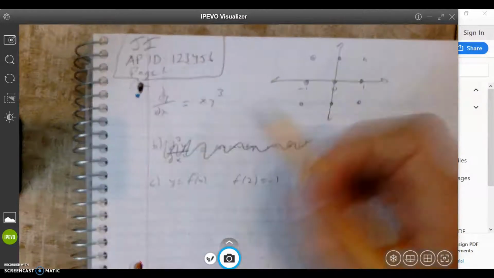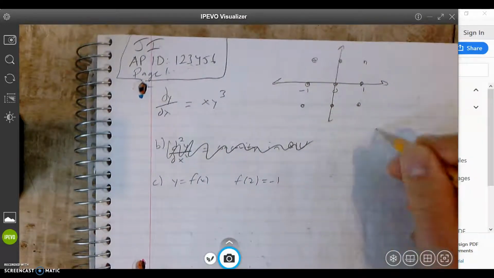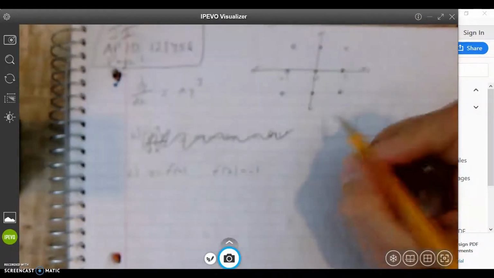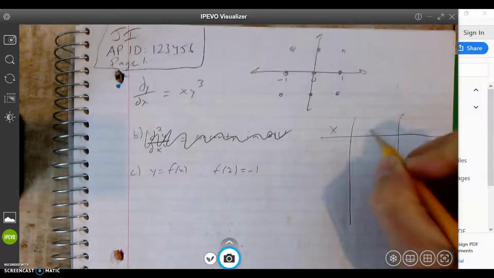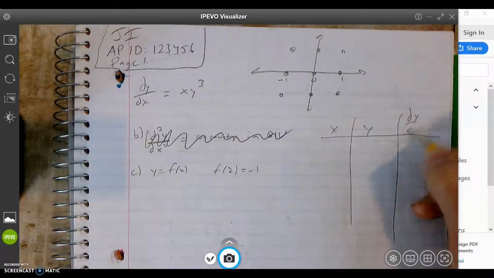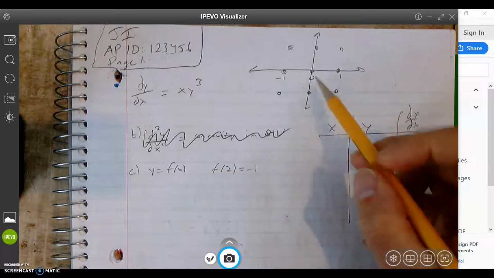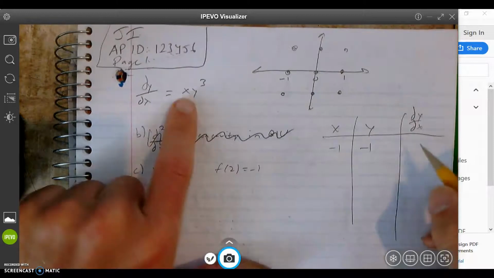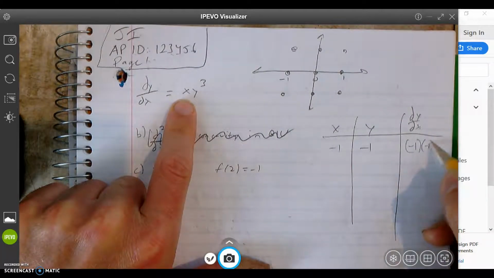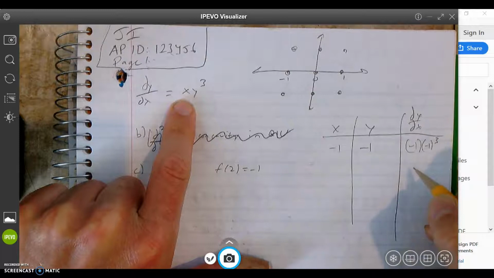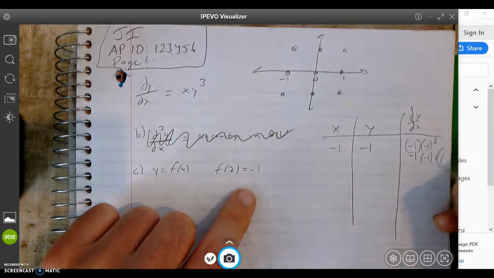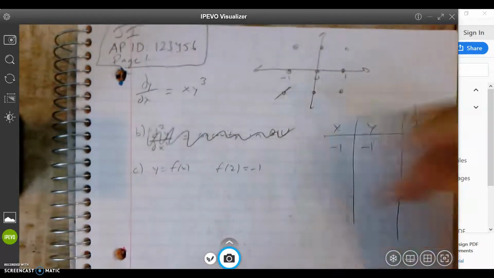Okay, so let's do this first. So we have to do a slope field. We have to do a little chart. Make sure we have it. So we got X, Y, and then your slope that I'm going to graph. So, I don't know, let's start right here, -1, -1. So that's going to be -1 times -1 to the third. So that's going to be -1 times -1 times -1 times -1, which is +1. Bam. So this is +1 right there.